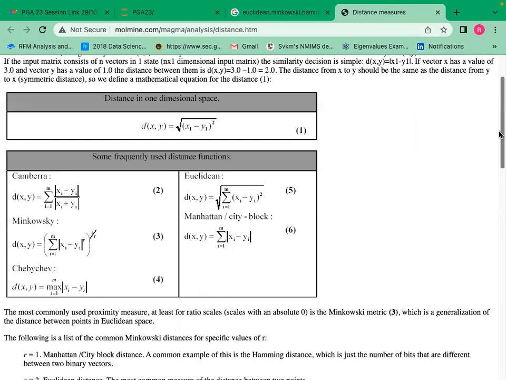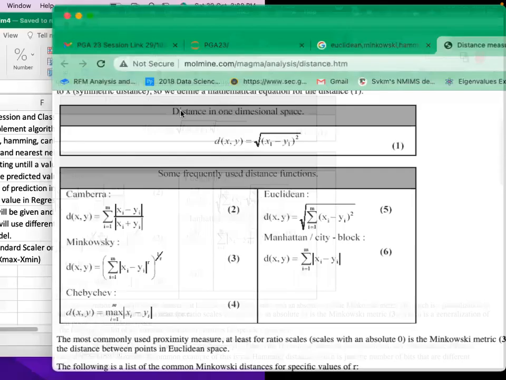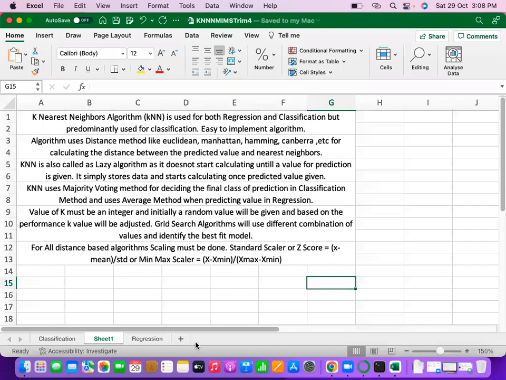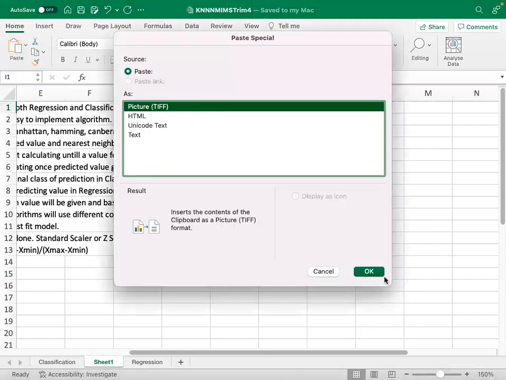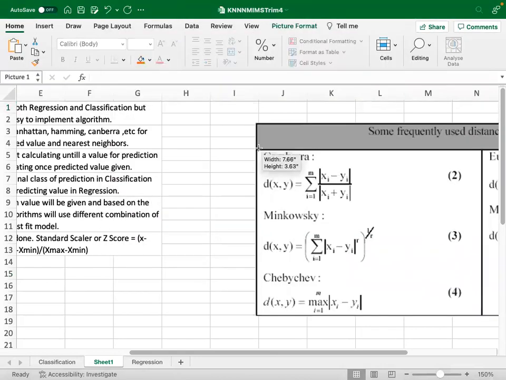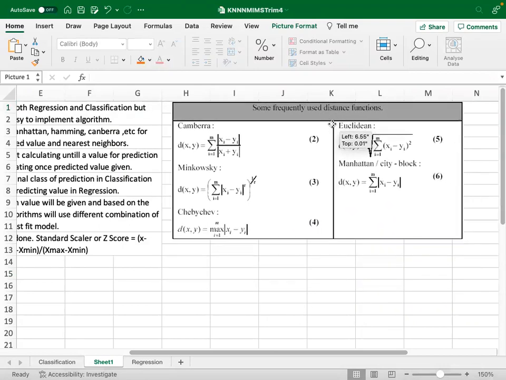These are the predominantly used distance methods: Canberra, Minkowski, Chebyshev, Euclidean, Manhattan. These are the most prominent ones. The most used is Euclidean, because we are all familiar with Euclidean.